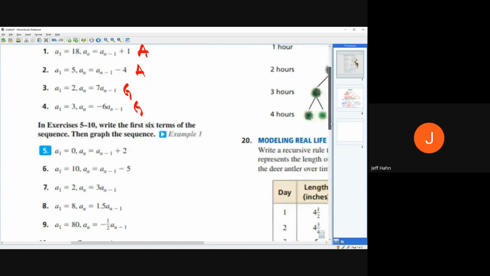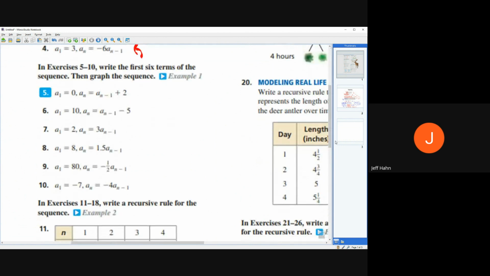All right, look, we got a whole slew of them here. Exercise 5 to 10, write the first 6 terms, then graph it. We're going to skip the graphing because that's just putting points there. 5 through 10, Kelsey, pick me one of them.